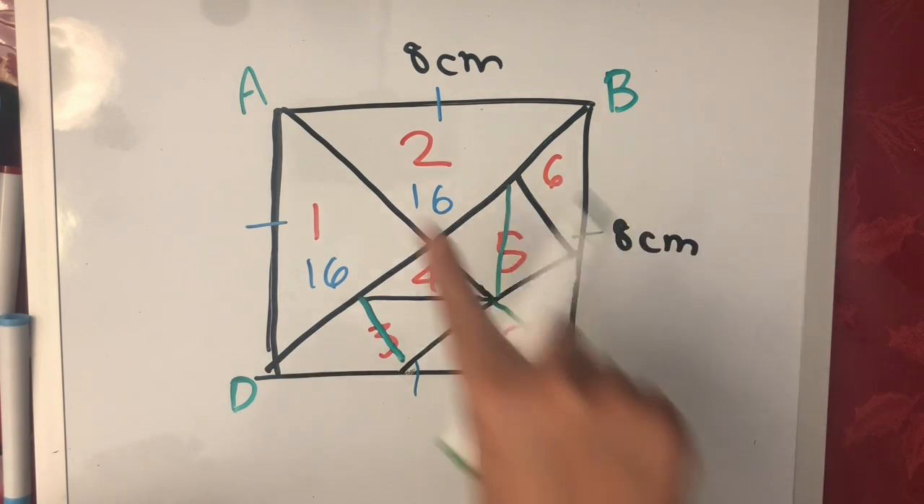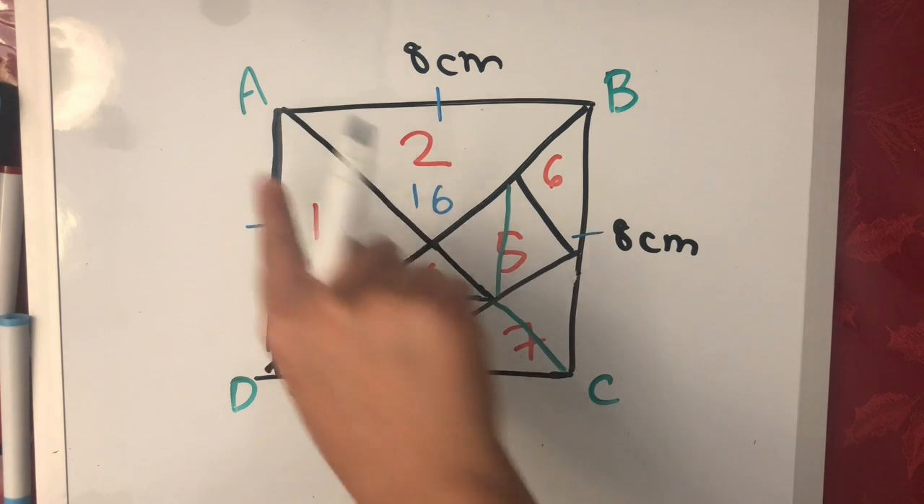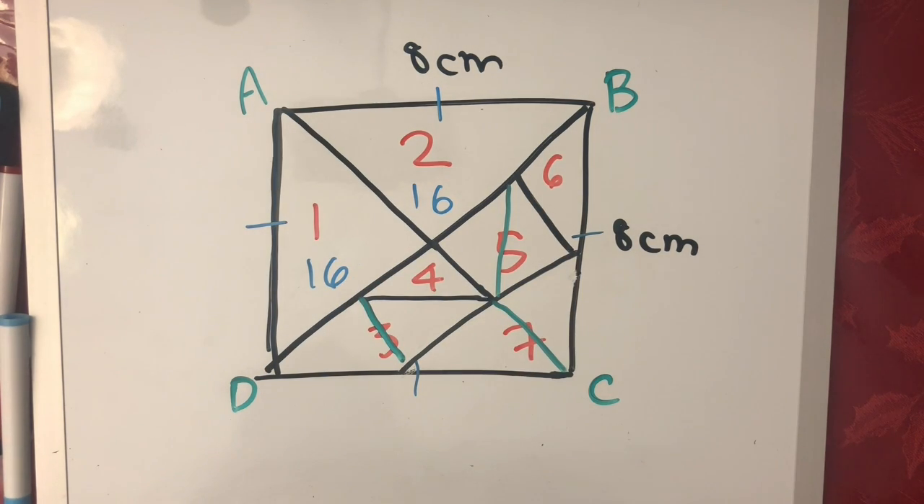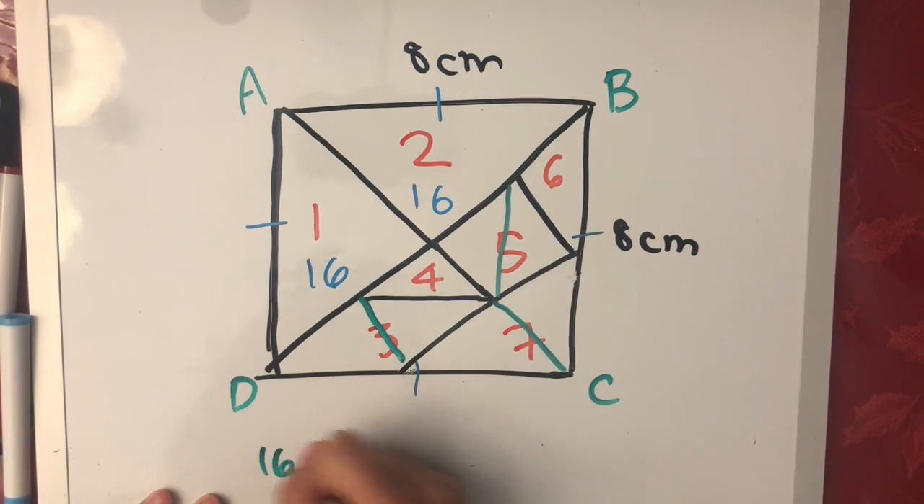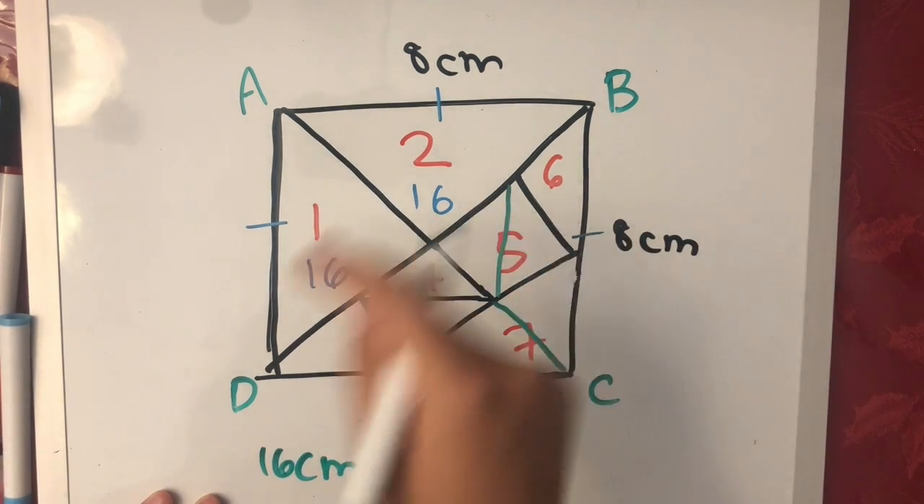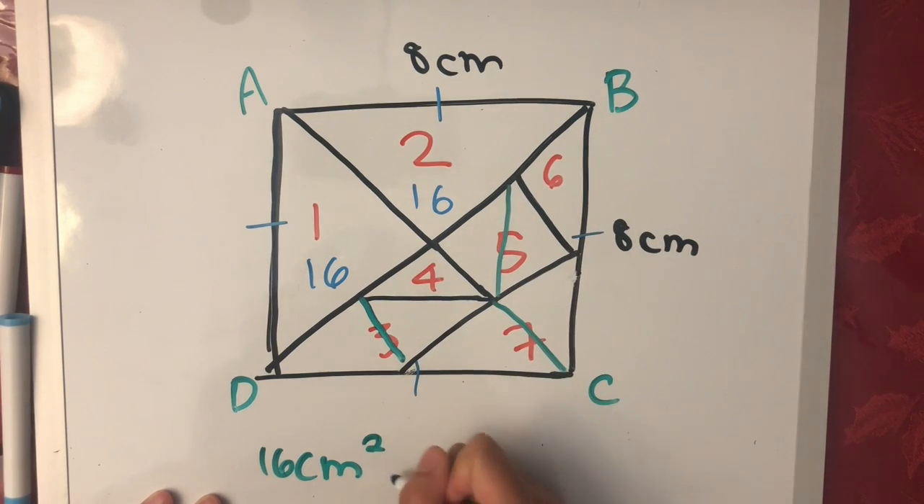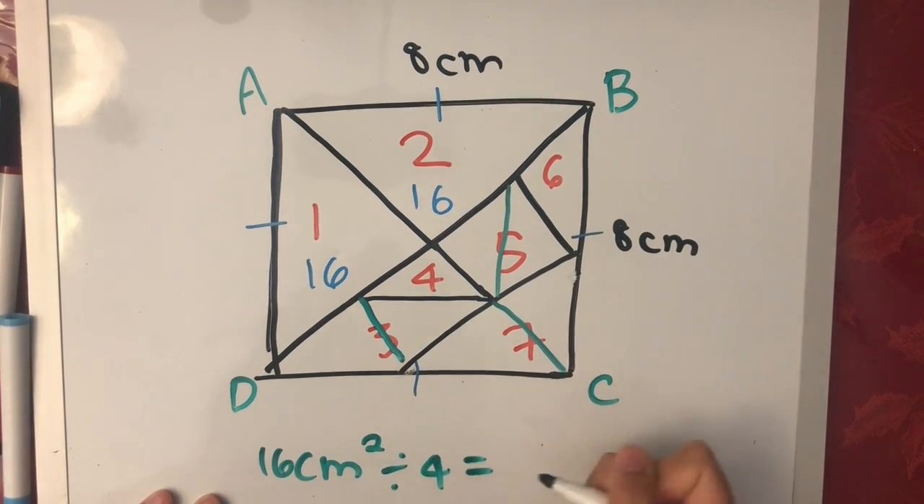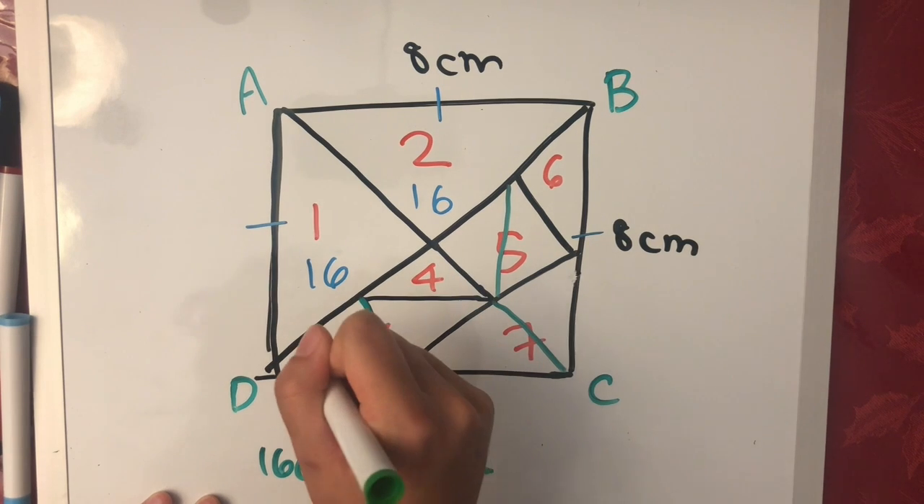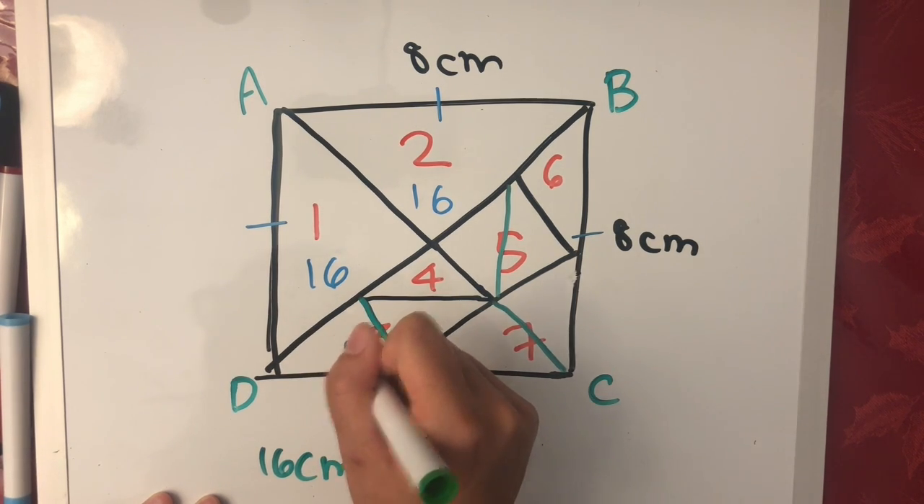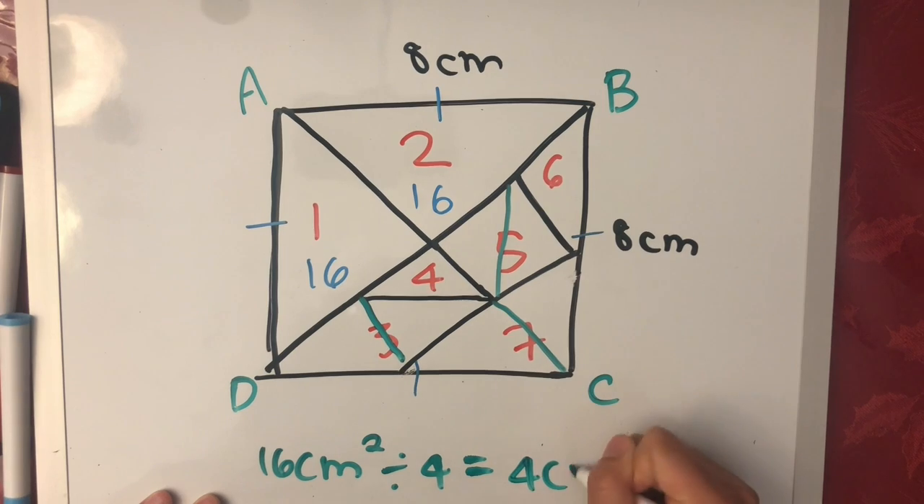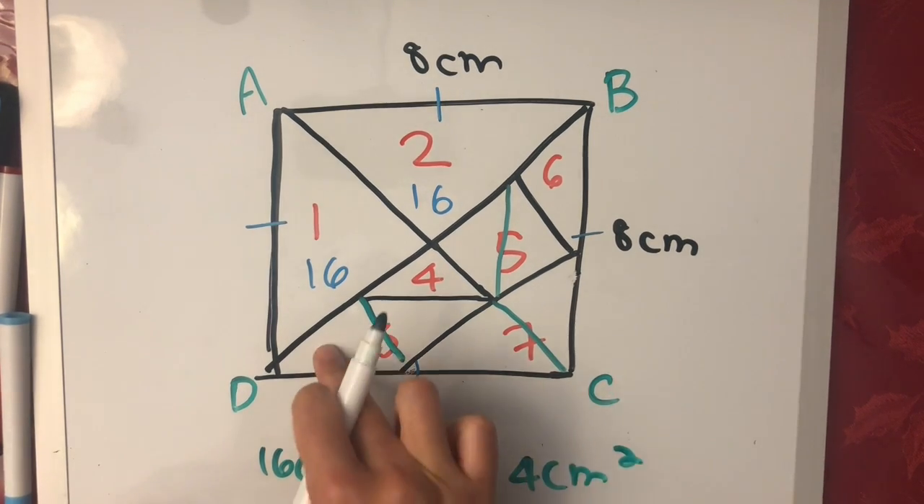From the first step, we know that 1/4 of the large square, or piece 1 or 2, is equal to 16 centimeters squared. And since there are 4 smaller triangles, or 4 piece 4s that fit into 1/4 of the square, which is 16 centimeters squared, we can divide this number by 4 to find the area of piece 4, which is 4 centimeters squared.